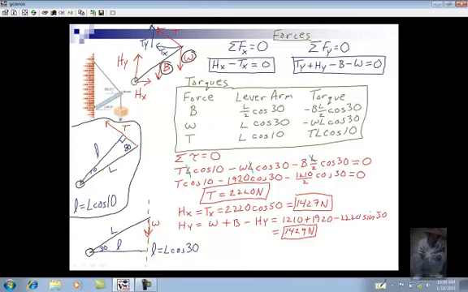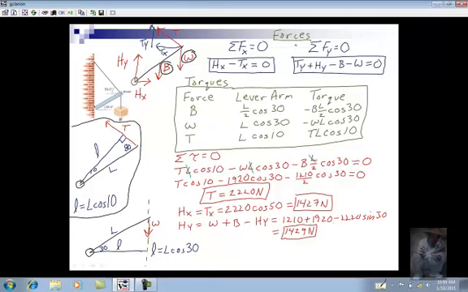So the steps that we take are first to draw the force diagram, then to determine our coordinate system. So to the right is positive, up is positive, down is negative, to the left is negative, counterclockwise is positive, and clockwise is negative. All right?